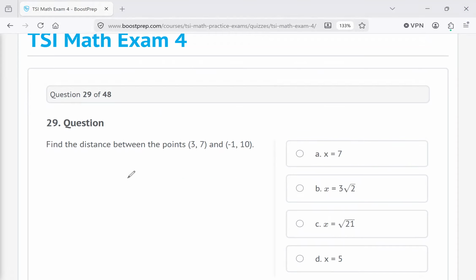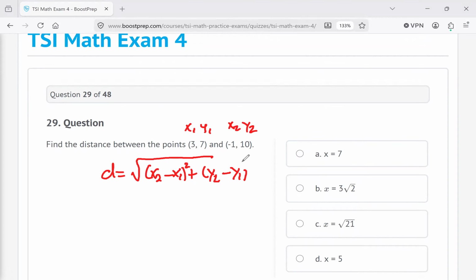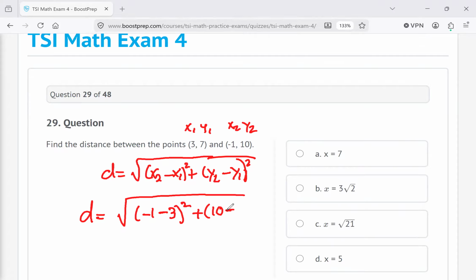Okay, this one: find the distance between these two points, (3, 7) and (-1, 10). So this is x1, y1, x2, y2. You just need to know the distance formula. So distance is going to be the square root of (x2 minus x1) squared plus (y2 minus y1) squared. The reason why I labeled that is so I don't get confused. So my x2 is negative 1 minus my x1 is 3, squared, and then my y2 is 10 minus my y1 is 7.